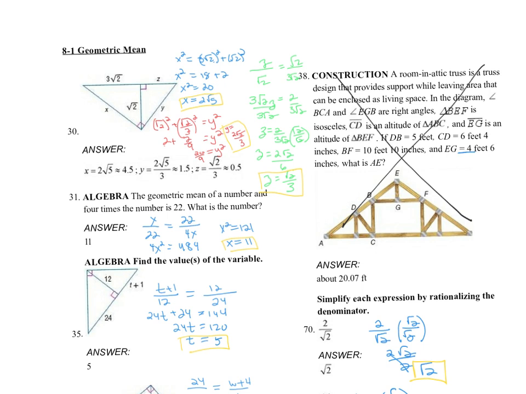If we are looking for number 31, we are told the geometric mean of a number and 4 times the number is 22. So the geometric mean is 22, that goes here. Here's my number that I don't know, x, and 4 times that, 4x. So if I cross multiply, 4x squared is equal to 484, divide by 4, x squared equals 121. And square root both sides, x is going to equal 11.